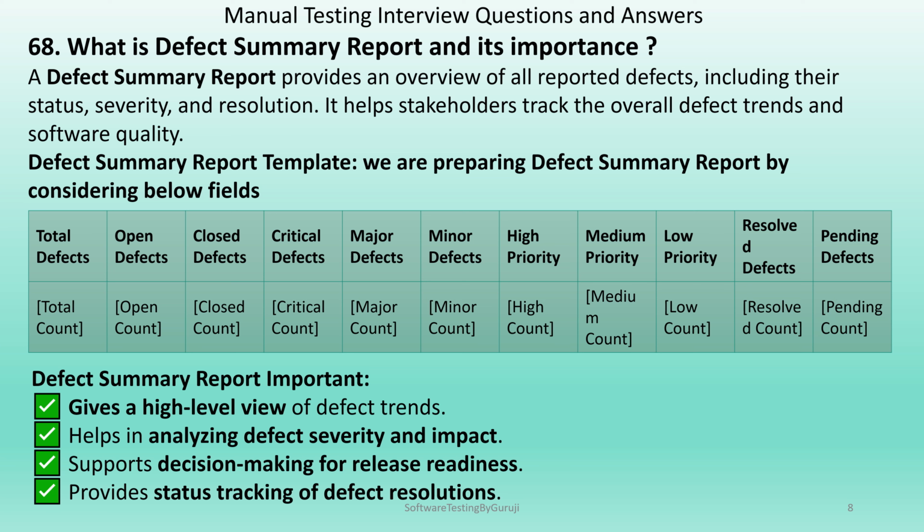So why is this defect summary document important? First, it gives a high level view of defect trends. Second, it helps in analyzing defect severity and impact. Third, it supports decision making for release readiness. Fourth, it provides status tracking of defect resolution. So this is all about the defect summary report. So let's move to another question.